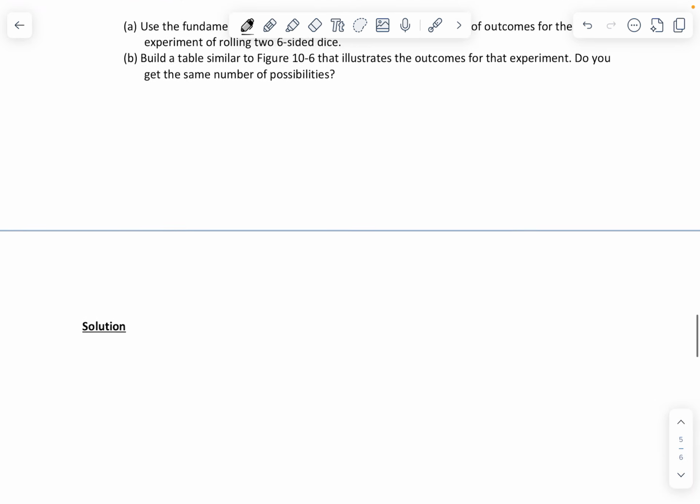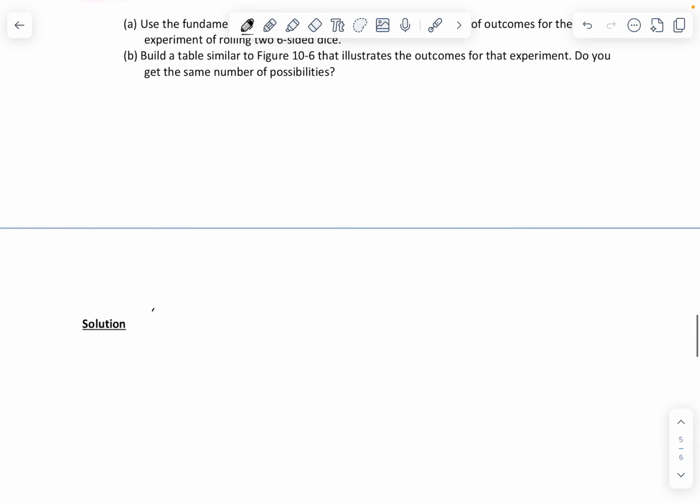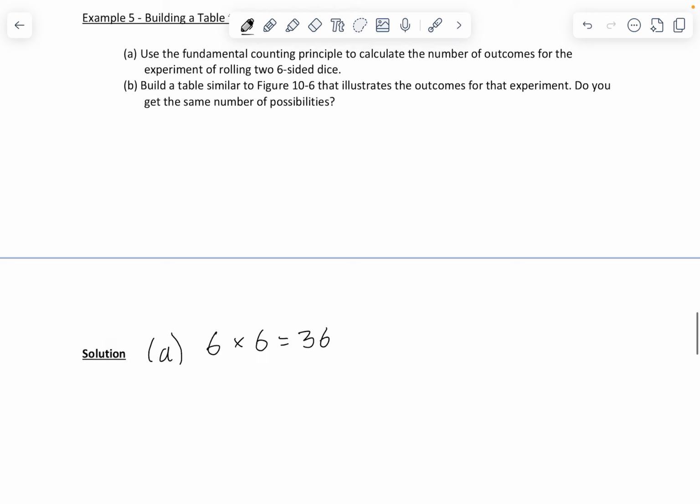Okay, so for my solution, part A, there are 6 different outcomes for the first roll, and there are 6 possible outcomes for the second roll. So using the fundamental counting principle, we get 6 times 6, which equals 36 possible outcomes. So that's the answer to part A.